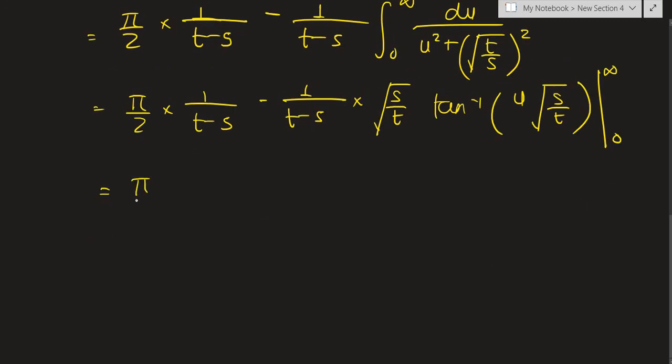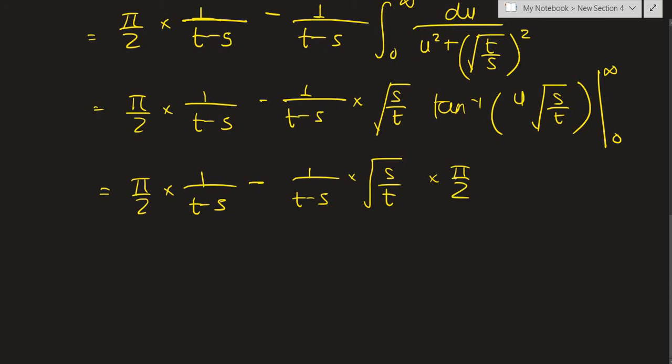So now simplifying everything, we have pi over 2 times 1 over t minus s minus 1 over t minus s times square root of s over t, and when u tends to infinity, we have infinity times some constant that will also be tending to infinity, because infinity is a really large number. So in totality we'll have the inverse tangent of infinity, which is pi over 2, minus the inverse tangent when u equals 0. And when u equals 0, we have 0 times the constant, which is 0. So inverse tangent of 0 is 0. So we have pi over 2 minus 0, which is just pi over 2.